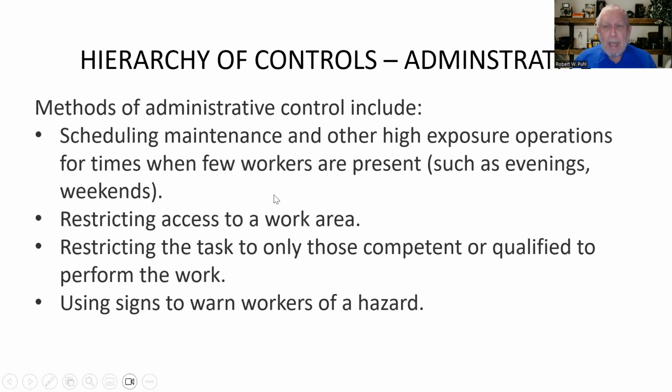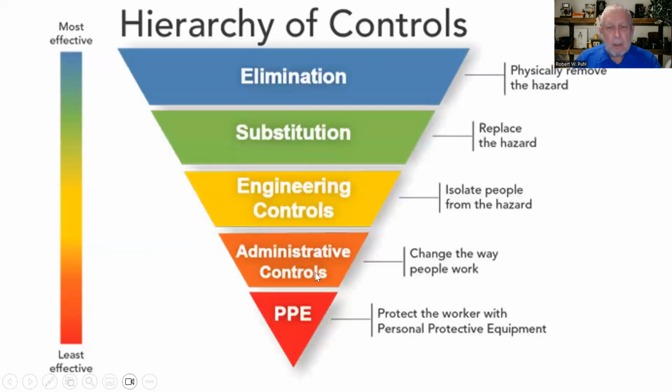Scheduling maintenance and other high exposure operations for times when fewer workers are present, such as evenings or weekends. Restricted access to a work area. Restricting the task to only those competent or qualified to perform the task. And again, in OSHA, that comes up quite a bit. Using signs to warn workers of a hazard. So we're down here at administrative controls: change the way people work.